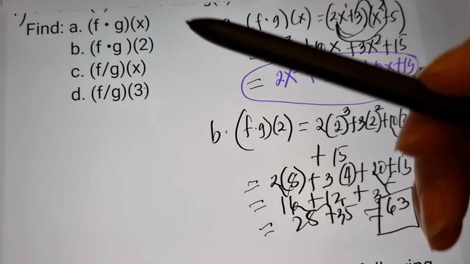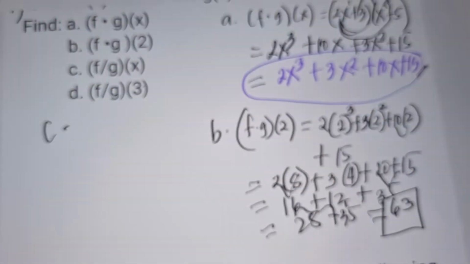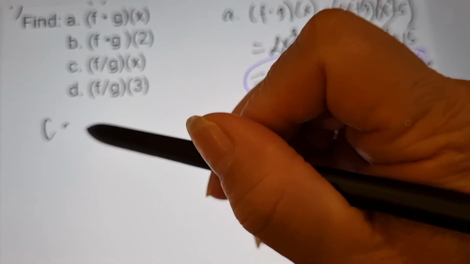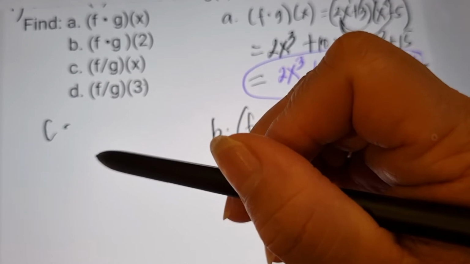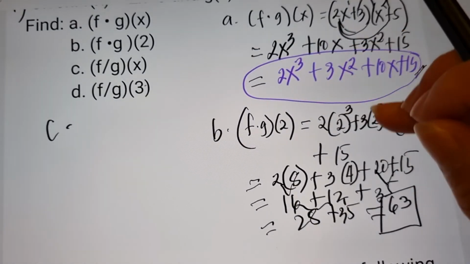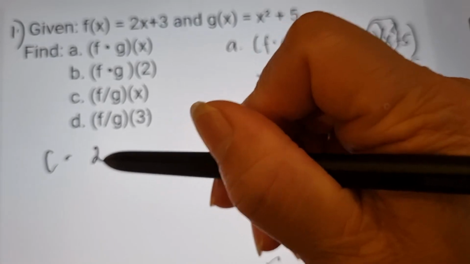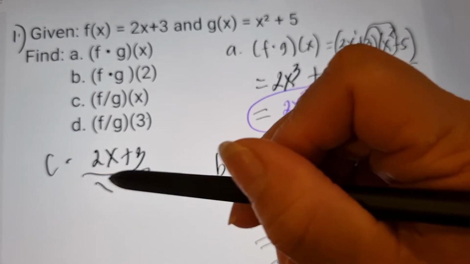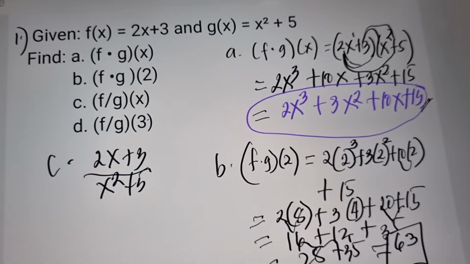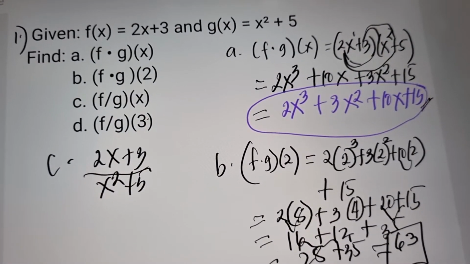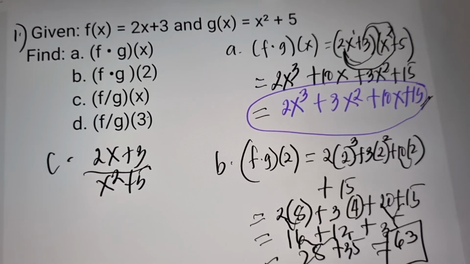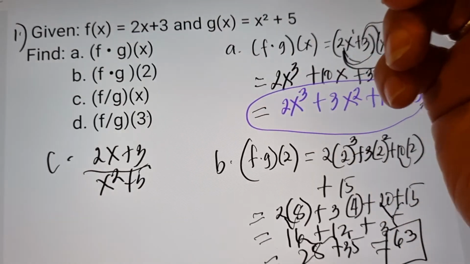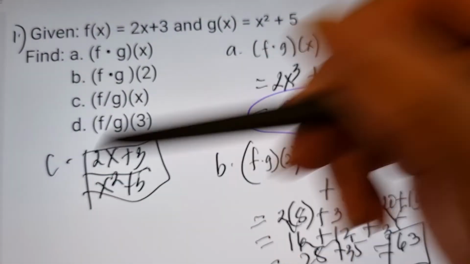Okay, next, letter C. For letter C, we have f divided by g of x. So what is our f again? 2x plus 3 divided by x squared plus 5. Okay, now, can we simplify this? This is already in simplest form. We cannot factor this. So that's the answer. This is the final answer for letter C.